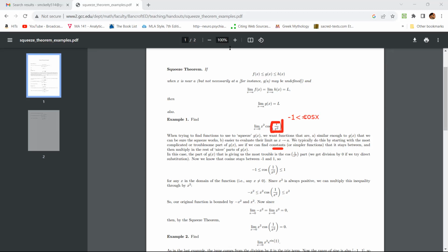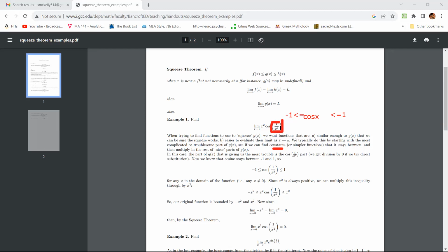So what I'm going to do here is undo this ugliness over here. So this is -1 less than or equal to cosine x, and this is less than or equal to 1, right? And you're thinking, well, that's great, we've got a cosine, but what about this ugly argument? We'll get to that, okay? So in this case, the part of g of x that's giving us the problem is this cosine 1 over x squared part, right? So we know that cosine x stays between -1 and 1, right?